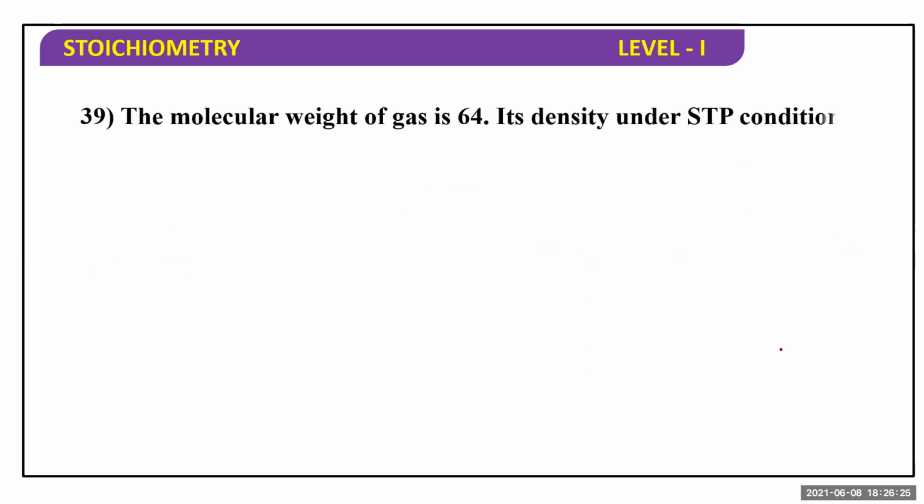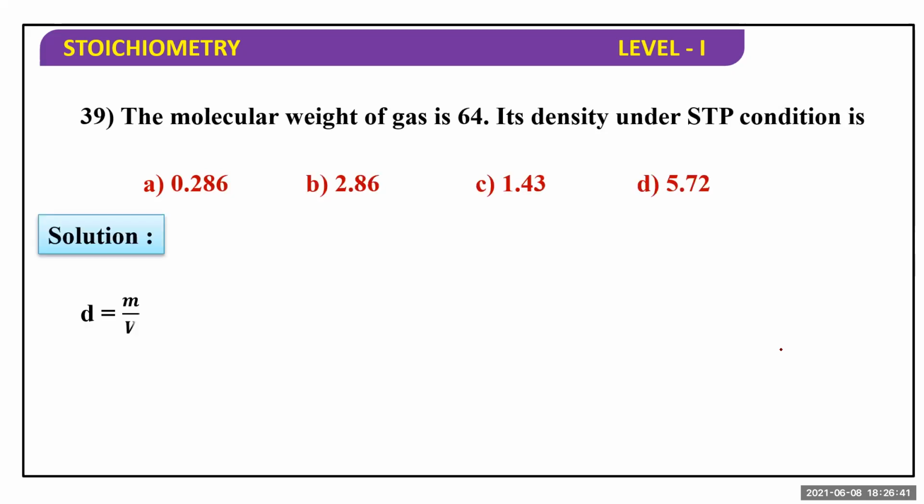The molecular weight of a gas is 64. Its density under STP condition is, now it is the opposite: 64 divided by 22.4. So which one is the correct answer? Density equals mass by volume, you know, 64 divided by 22.4 is the correct answer.